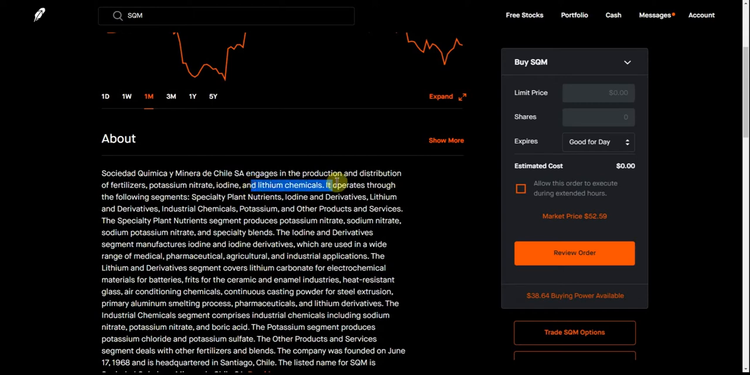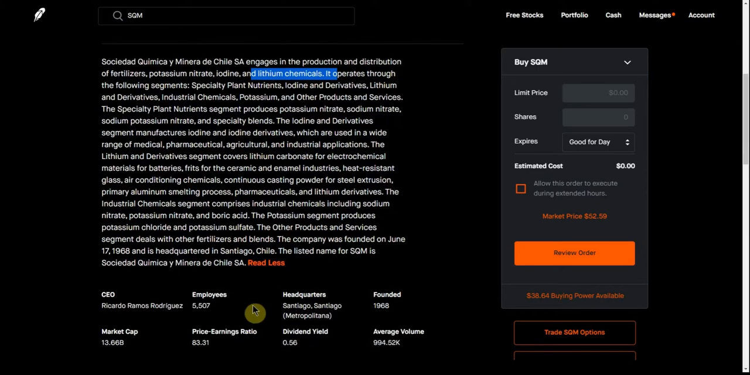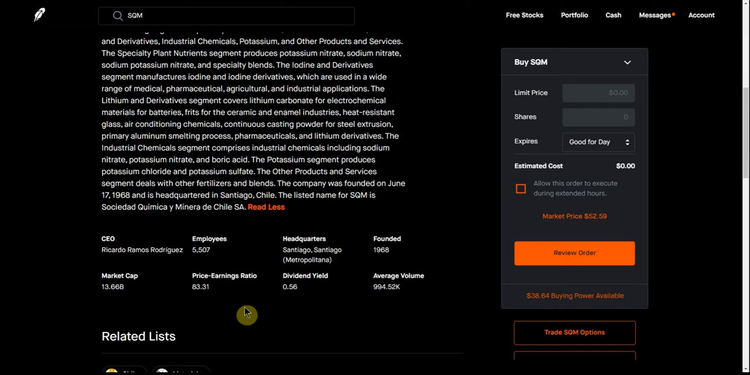If you don't know what this one is, it engages in the production and distribution of fertilizers, potassium nitrate, iodine, and lithium chemicals. So that's what I've been kind of after this week, is a bunch of lithium plays in regards to the EVs and trying to get ahead of that. So that's why I'm into these.